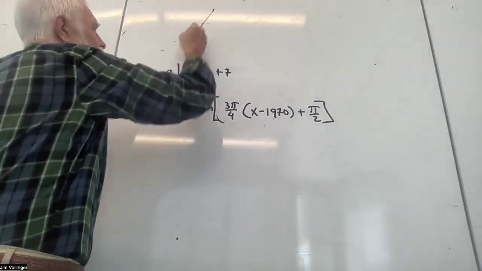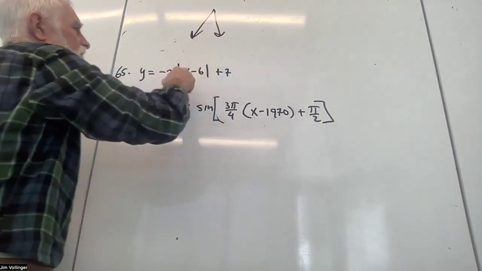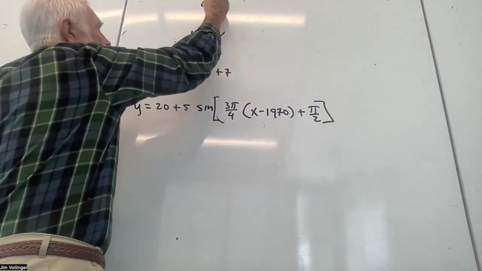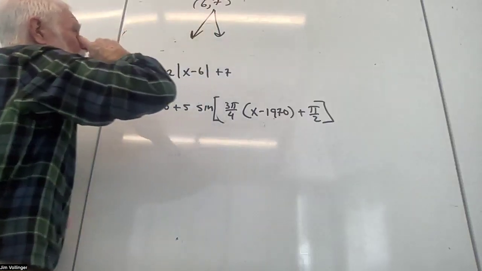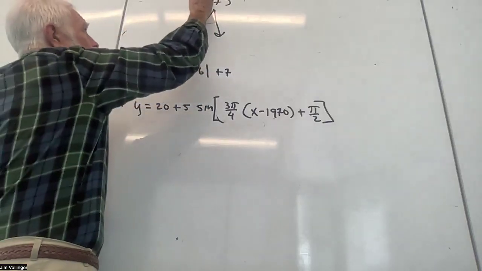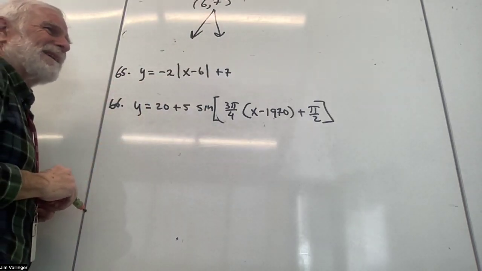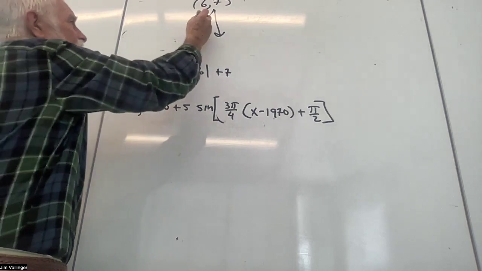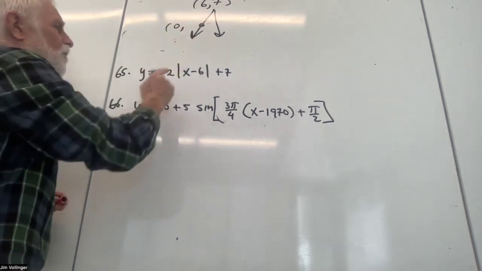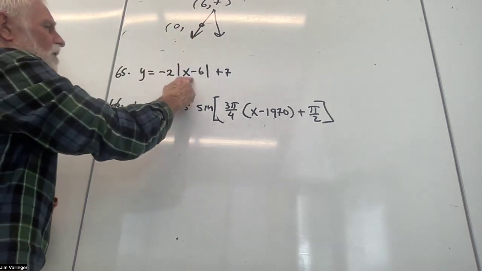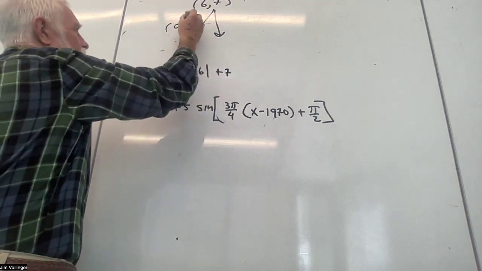I see V shape down. I see 6, 7 as the vertex. Which side is the y-intercept on? I hope you look at the x, right? Because it's all about x's. Y-intercepts are all about x being 0. So it's on this side. If I put a 0 in, I get minus 12 plus 7 minus 5.